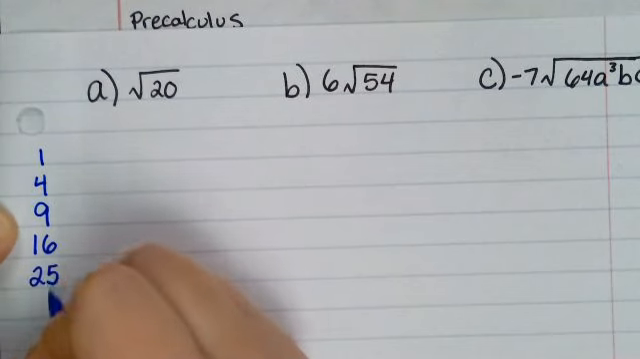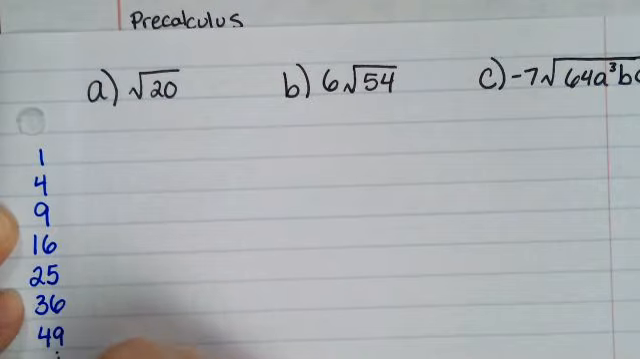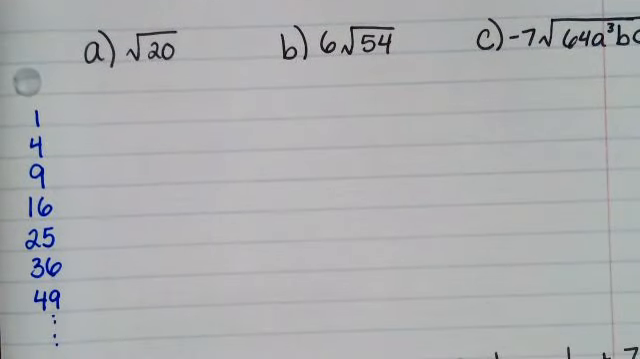And you can list these all day long. All right, I'm not going to do any more than that, but there's an infinite number of perfect squares out there. Okay, and what I'm going to look for is I want to find the largest one that is a factor of 20, and I'm going to use that to break it up.